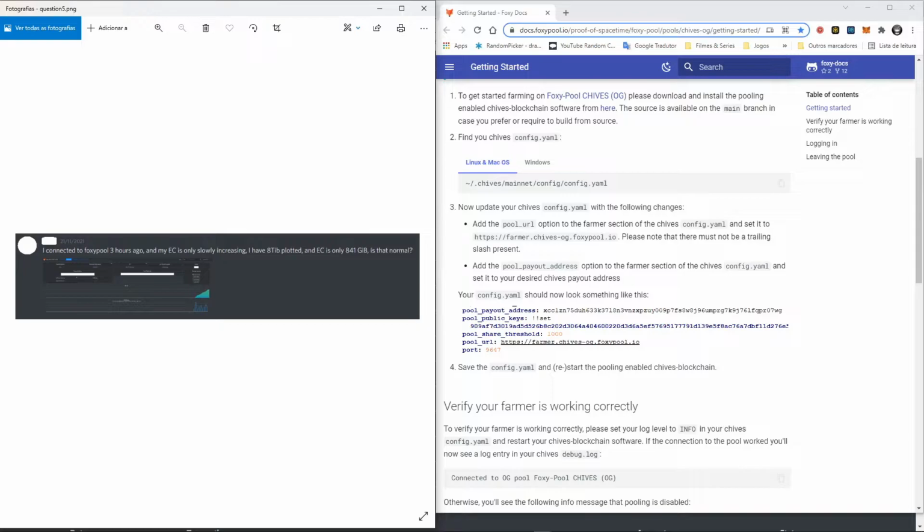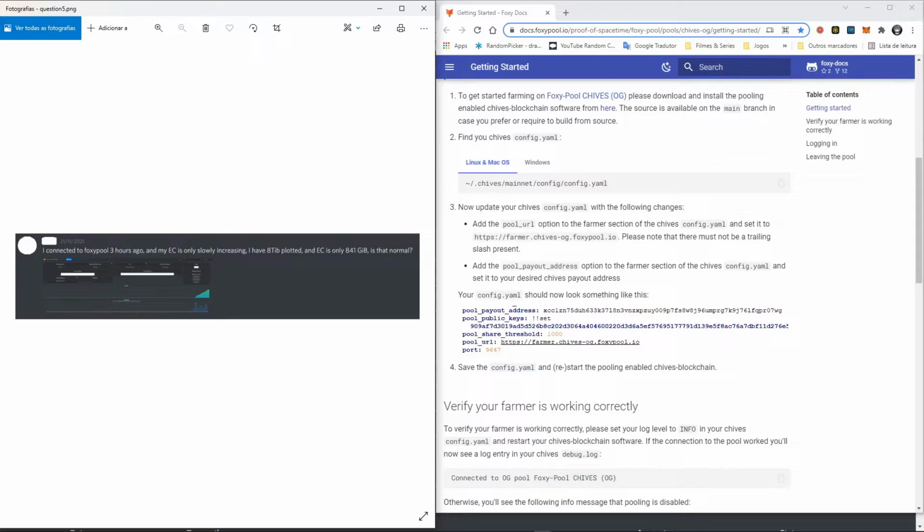The next question will be, I connected to the foxy-pool 3 hours ago and my EC is only slowly increasing. I have 8 terabytes plotted and my EC is only showing 841 gigabytes. Is that normal? Yes, it takes quite a while to fully update your EC on the platform, on the foxy-pool. So just make sure you keep your farm connected, and sooner or later it will be equal to what you have.